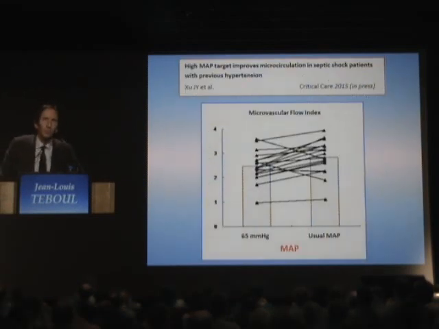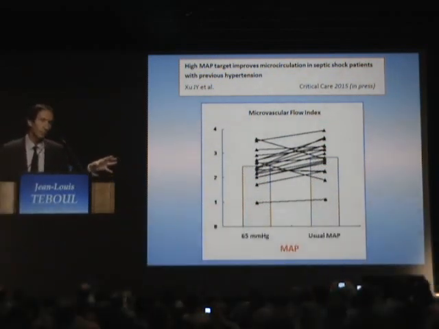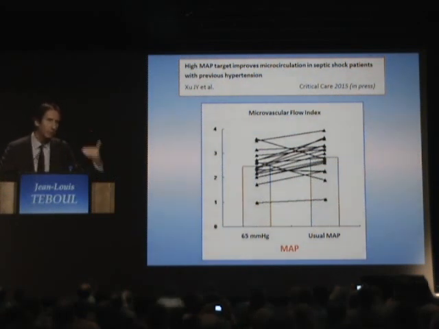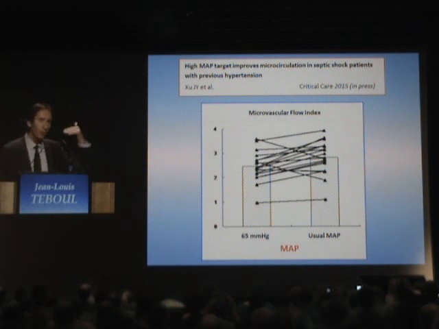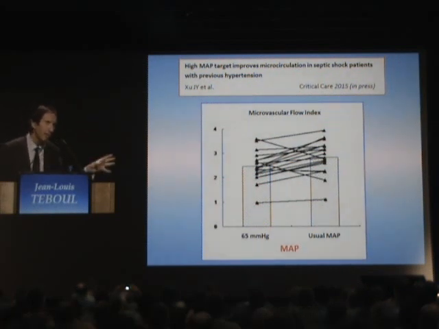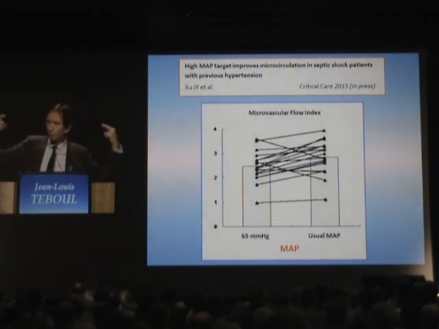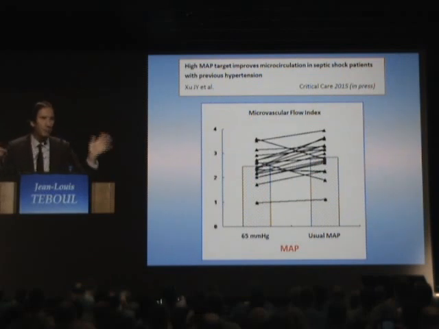And this is a study which is about to be published in Critical Care. It is an interesting study by a Chinese group. They tried to see what happens in terms of microcirculation in patients with prior hypertension who developed septic shock. They compared two levels: a level of 65 millimeters of mercury and the usual MAP of the patient before becoming sick, which was more or less 93 millimeters of mercury.